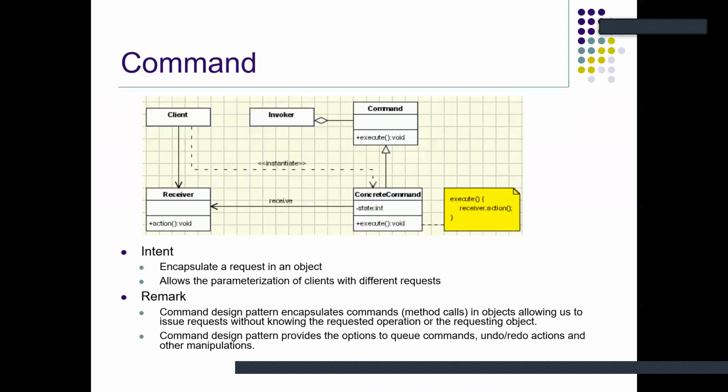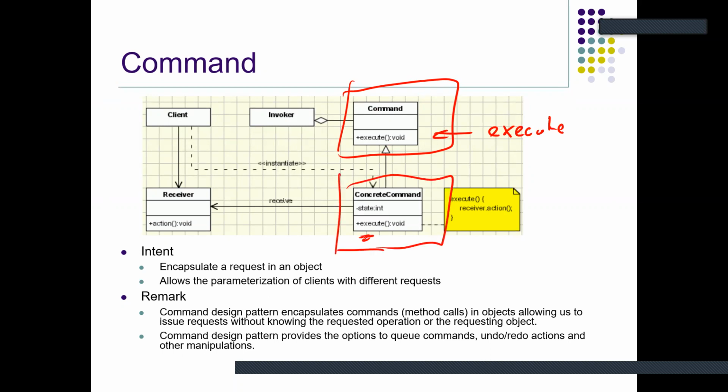Basically what it is, again, you just have a base class with a contract. The contract is called execute, right? Then that means your derived class has to implement execute.